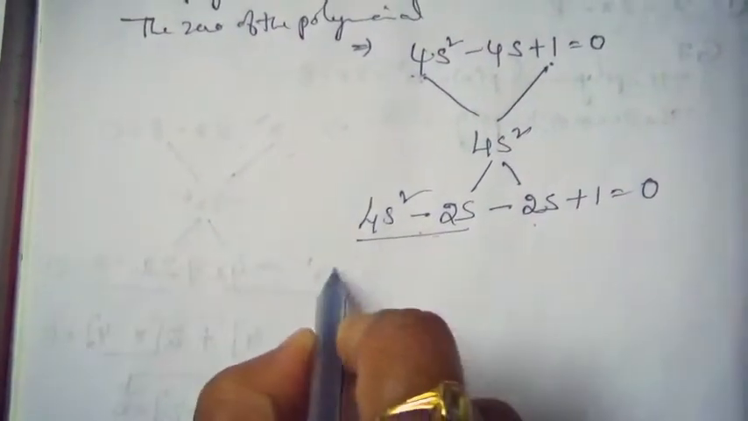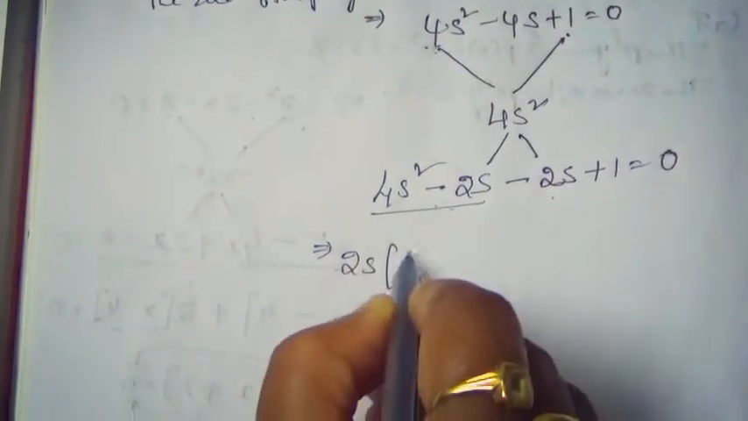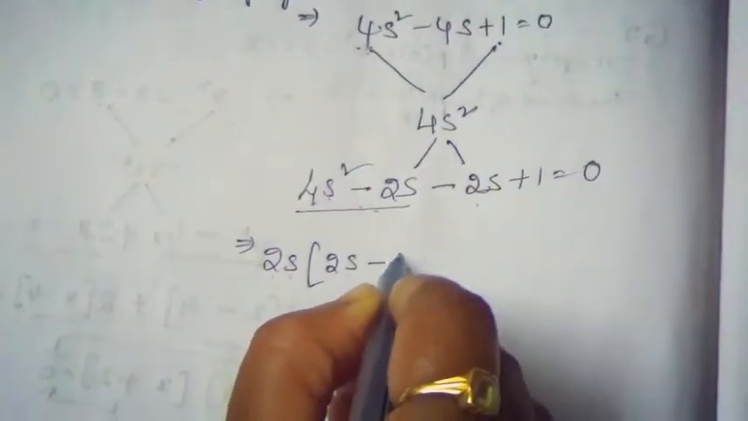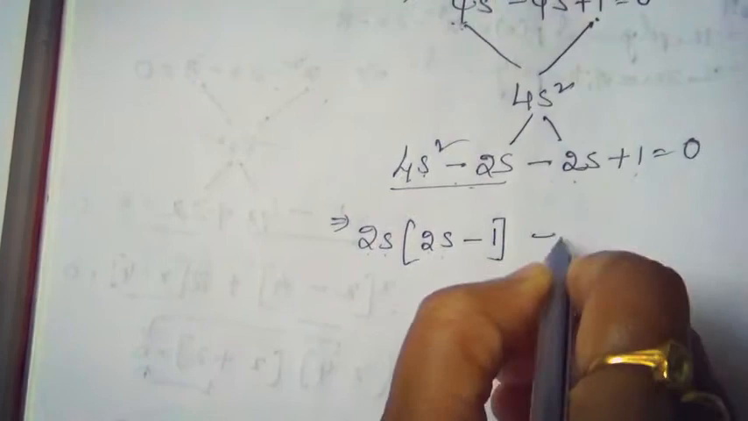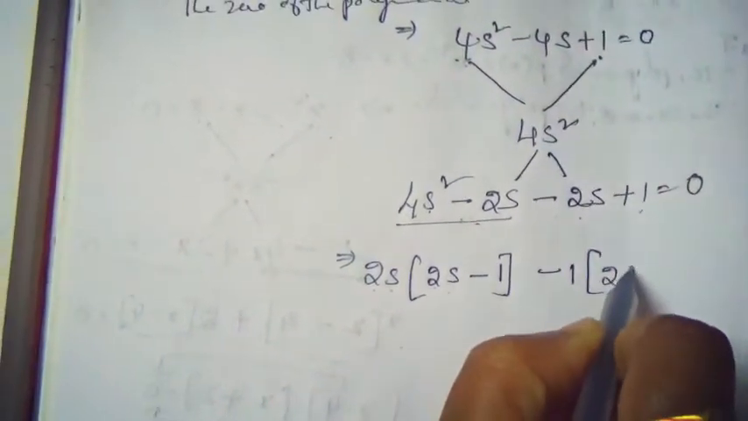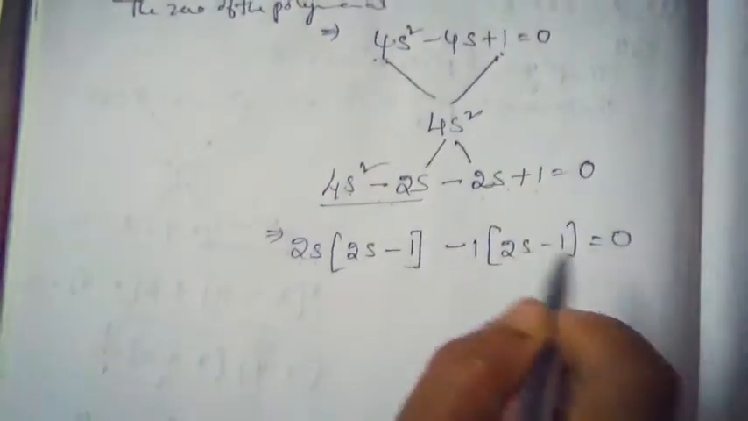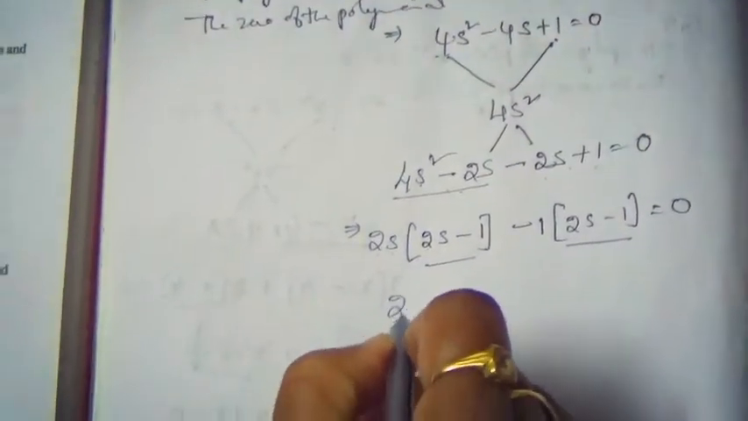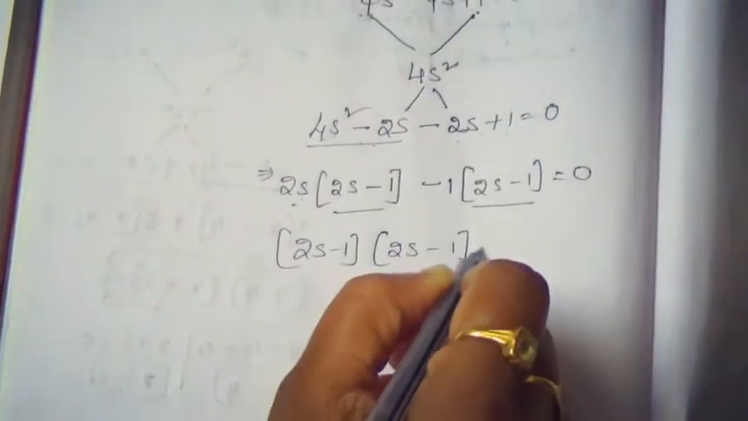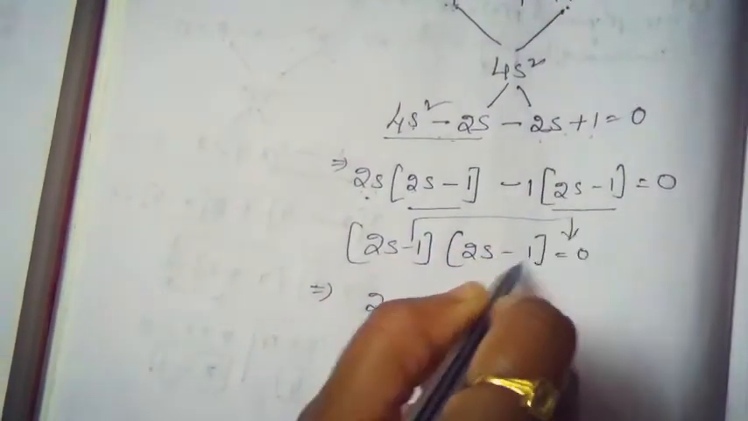In between these two, what is the common term? 2s is common. So what is remaining? 2s. So 2 2's are 4, s into s square, minus 1, right? Here I am taking 1 as a common term, that is 2s minus 1, that is equal to 0. Why? Because minus of minus is plus, right? In these two you have 2s minus 1 as common, and in the remaining terms also 2s minus 1. So you just equate these two factors with 0.